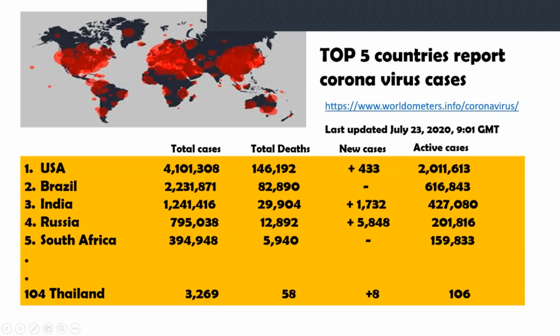Total cases in Thailand are 3,269, and there are 106 active cases still in the hospital. We have new cases, about 8 persons. Of the 8 persons, 4 are from Egypt, 2 from Sudan, and the other 2 from the United States.